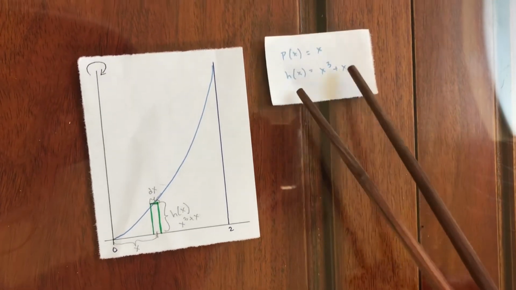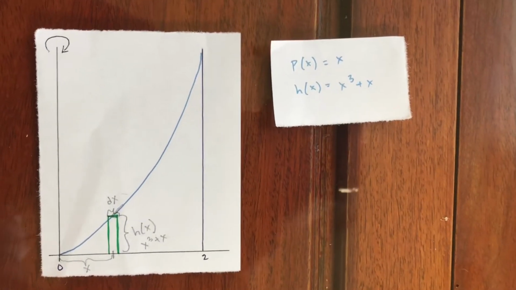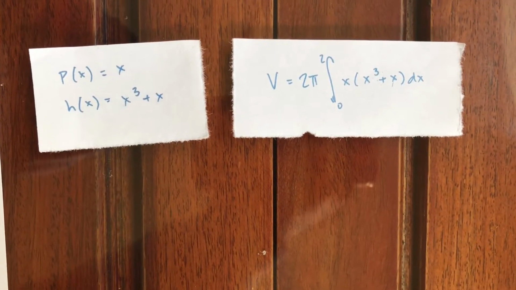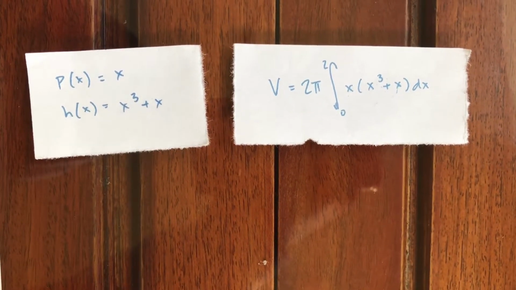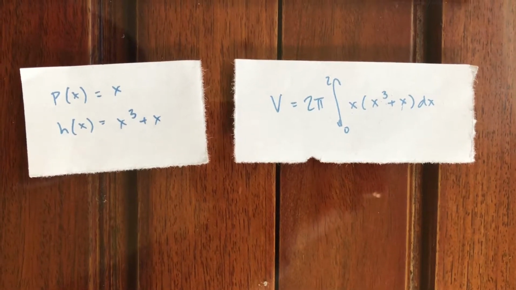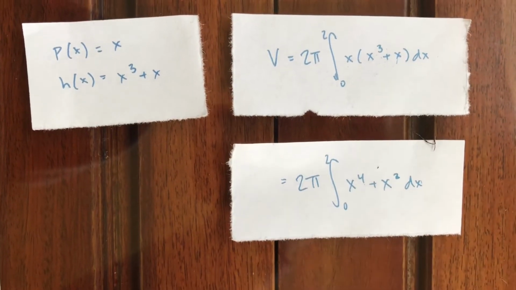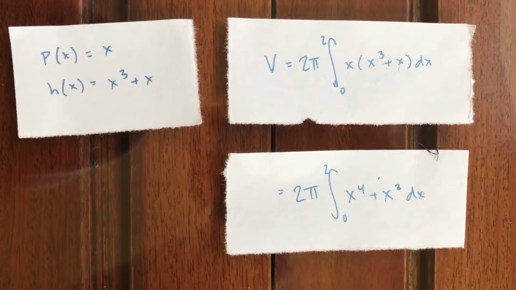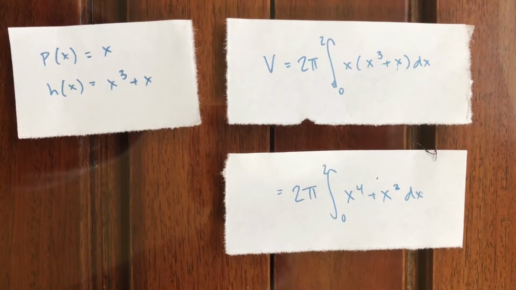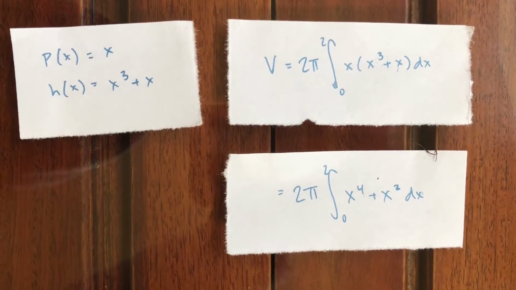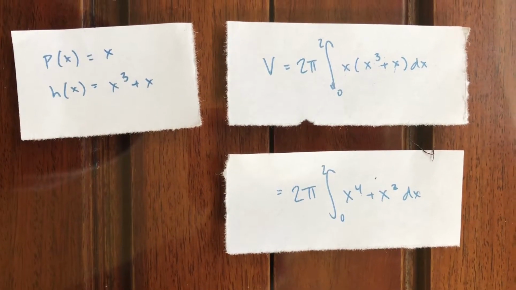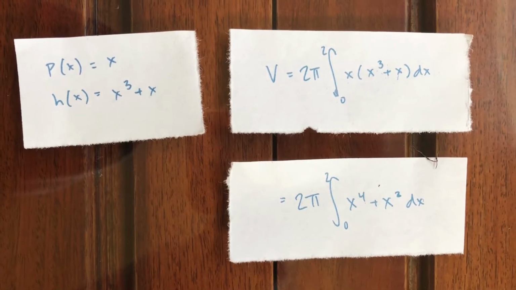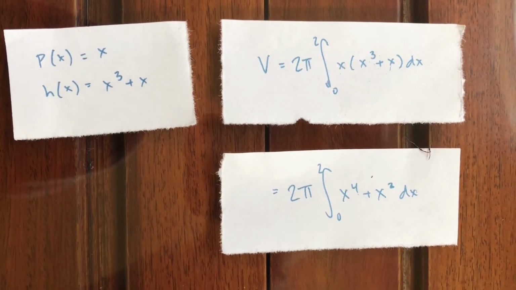So after we have all of these down, we have the integral that's set up. And just to simplify this integral, this would be the integral that we would use, which is the volume equals 2 pi times the integral of x to the 4th plus x squared dx from the limits of 0 to 2.